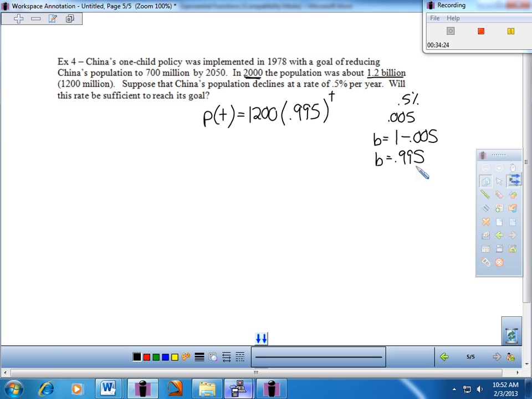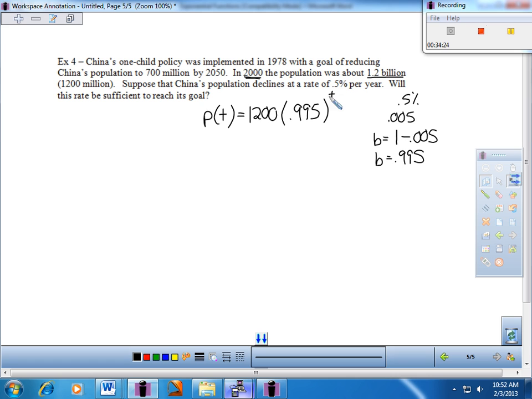Okay, just be very clear. That percentage has to be written as a decimal, especially something like this. I could see students overlooking that. Be careful on that. Okay, well, let's see. We start with 1.2 billion. It's going to go down by 0.5% per year. Is it sufficient to get to 700 million by 2050?